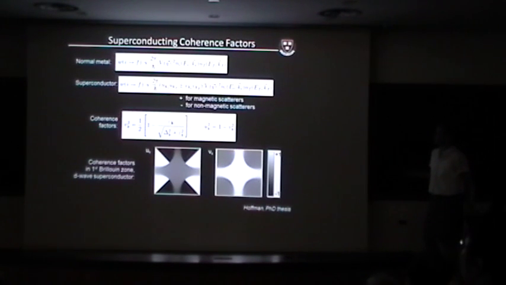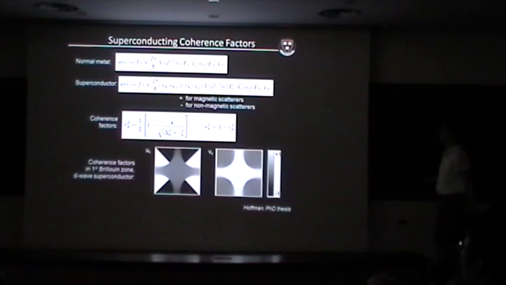For a superconductor, there's this additional term here from the coherence factor of the superconductor. These are the U's and the V's, the unoccupied and the occupied states. And this is going to have a different sign depending on whether we're scattering off a magnetic object or a non-magnetic object. And these coherence factors for the D-wave superconductor are given by this formula where the D-wave gap comes in there.